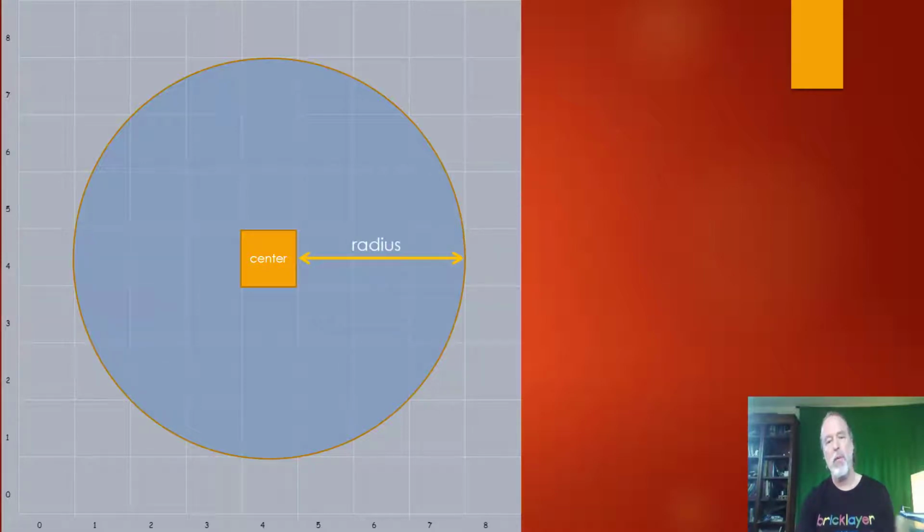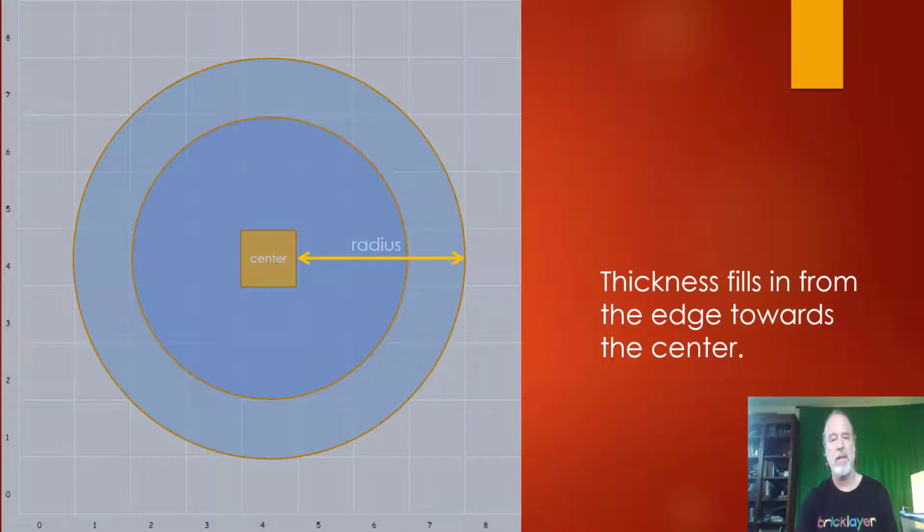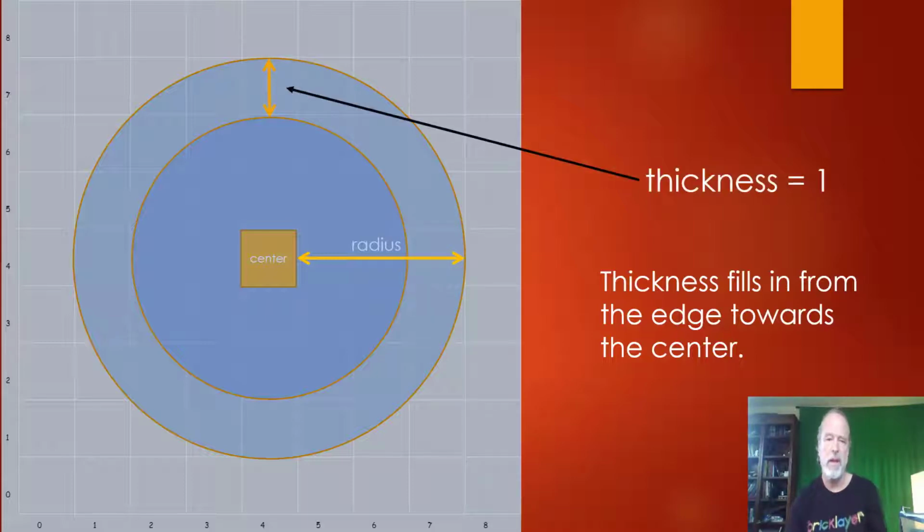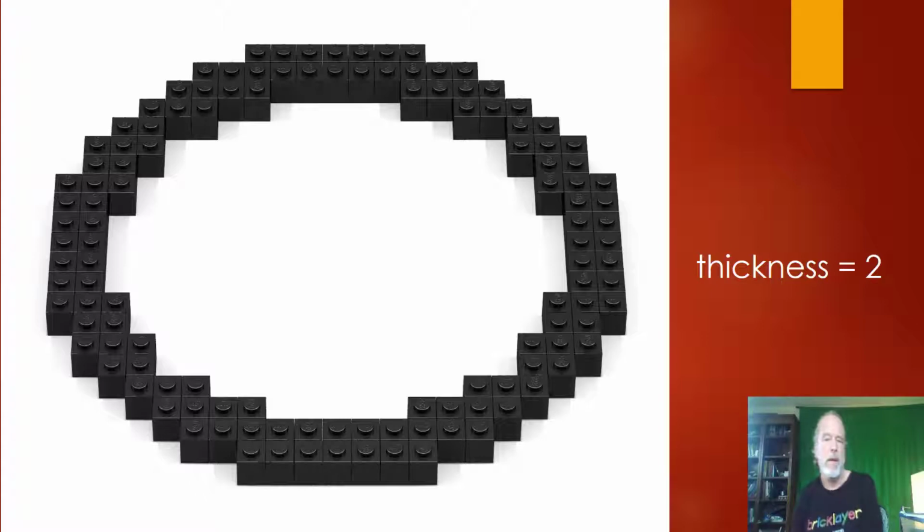However, rings have one more piece of information that you have to provide them, and that is the thickness of a ring. The way it works in Bricklayer is the thickness of a ring is a number, an integer, that tells you how far in to fill in towards the center from the outer edge of the ring. So the thickness would be here. In this case, the thickness is 1. You can see because it occupies 1 cell. And they fill in from the radius in towards the center. Here's an example of a Bricklayer ring whose thickness is 2.